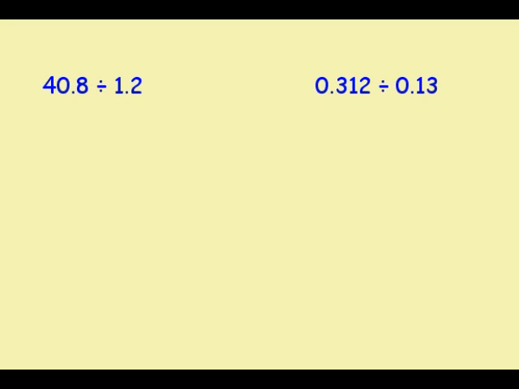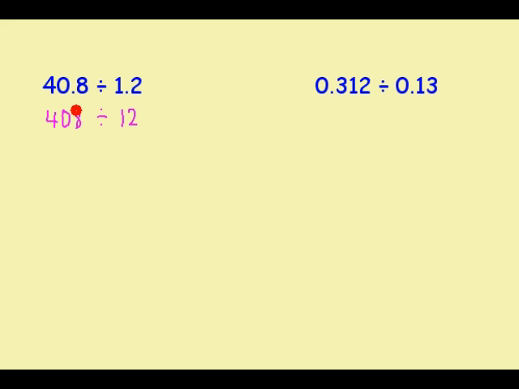We're now going to look at dividing by decimals with 2 digits. So if we look at this question here, we can see we've got 1.2, but we want to divide by a whole number. So we need to multiply this by 10. We move the point 1 to the right and get the number 12. Because we've multiplied this by 10, we also multiply this by 10. We move the point 1 to the right and get 408.